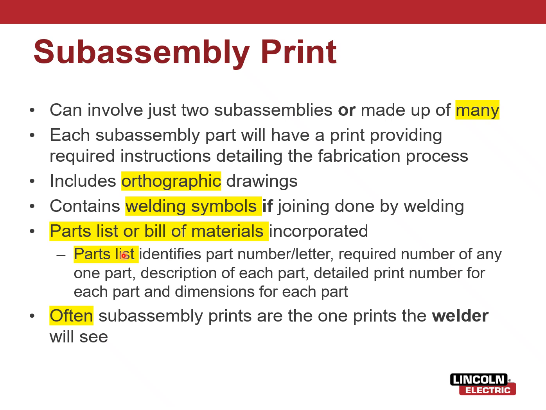That's a different thing. A cut list is the material, size, and shape profile that's required. The part list identifies part numbers, numbers or letters. Sometimes you use numbers, sometimes you use letters. The required number of any one part, so quantities, description of that part, detailed print number to reference that part, right? So if there's a part that has a print of its own, it's going to detail that print number so you can reference it for each part, and dimensions for each part. Okay, often the sub-assembly prints are the ones the welders will see. So take note of that. Sub-assemblies are usually the ones the welders will see.